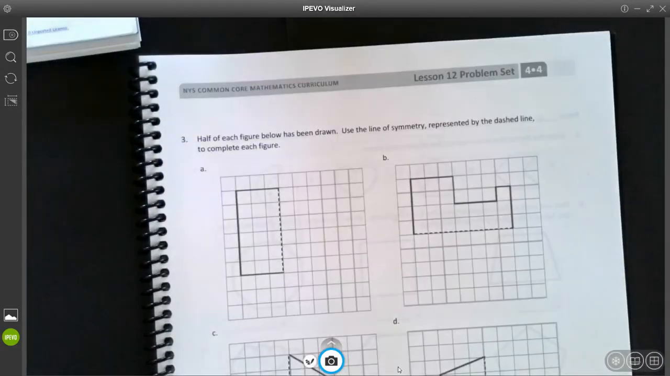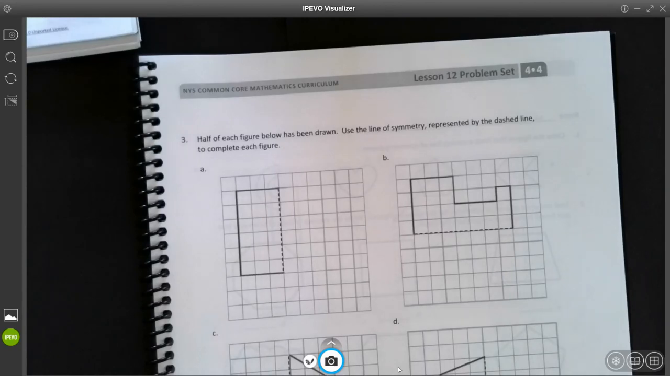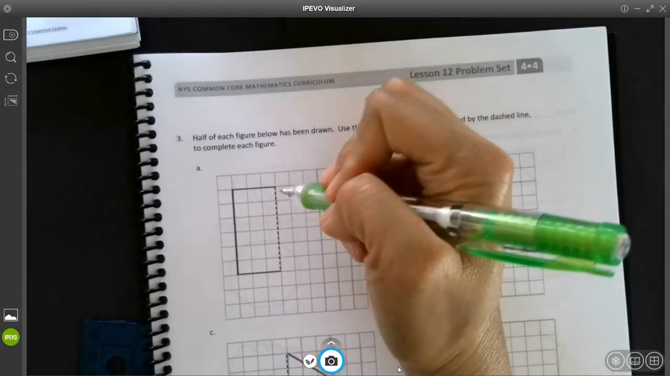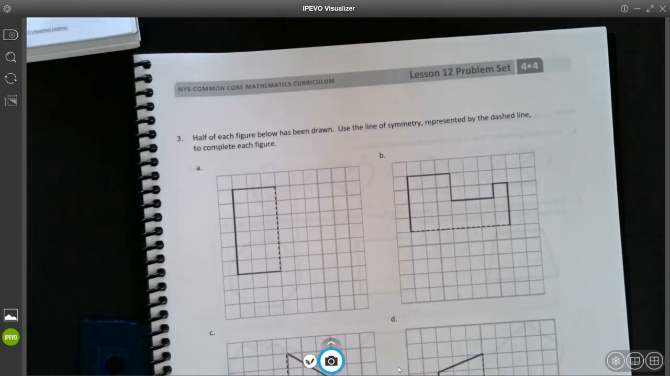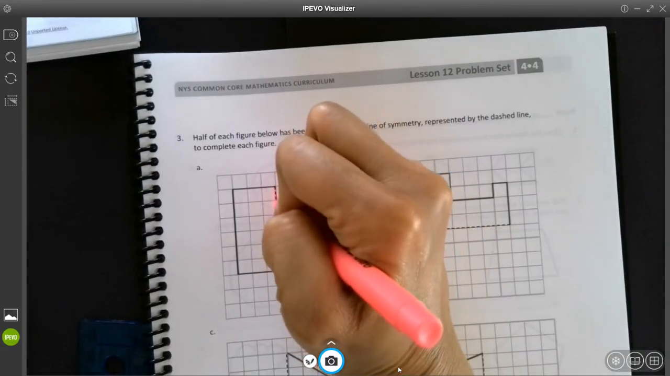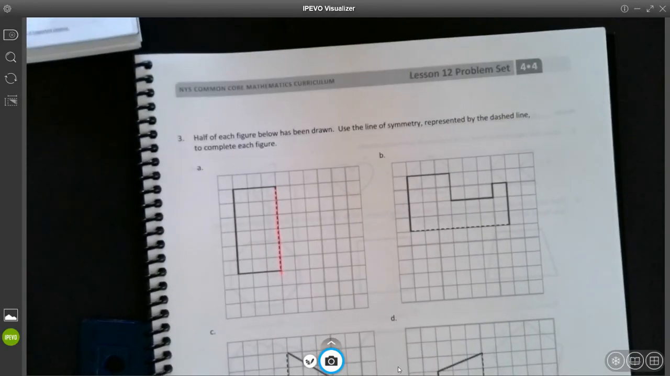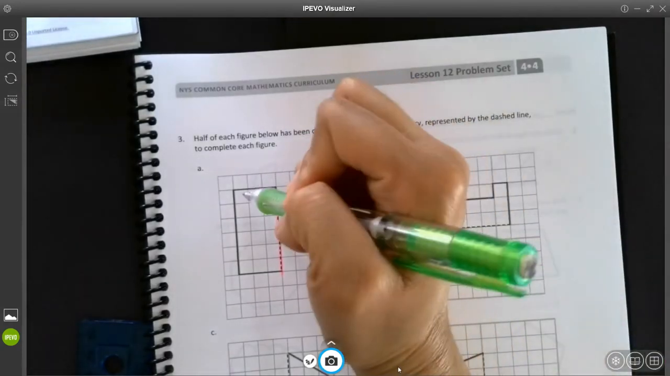Okay, let's move forward to 3. Okay, we have some shapes here. Half of each figure below has been drawn. Use the line of symmetry represented by the dashed line to complete each figure. So there is a reason why they have given you grid paper to use. Now, remember, here's our line of symmetry, and I'm going to highlight that for this one. You are going to draw the other side of the figure, but you have to make sure it's exactly the same. So I would count up how many boxes.